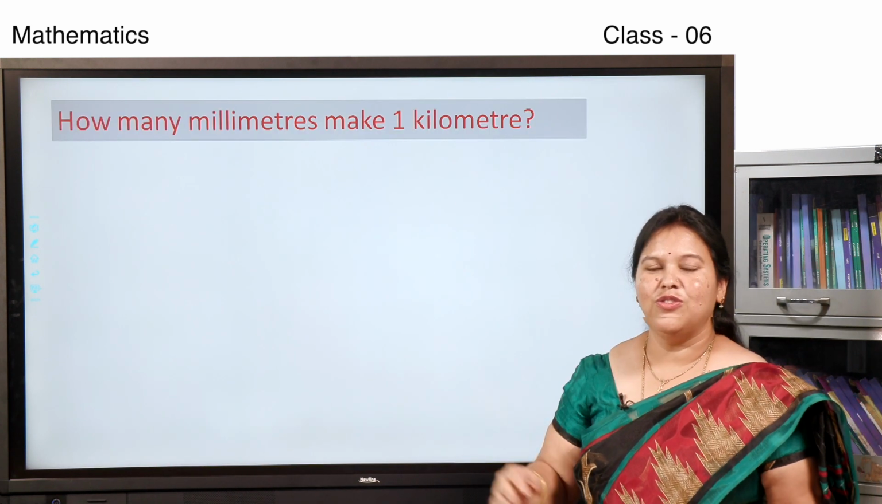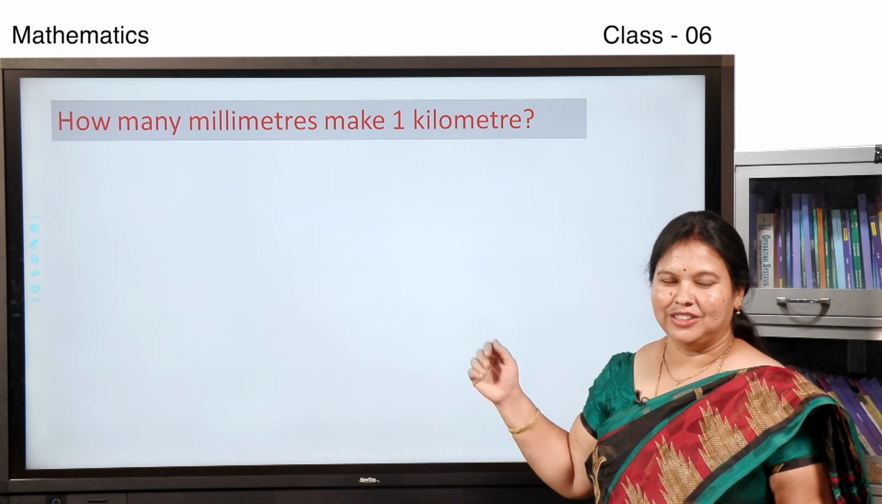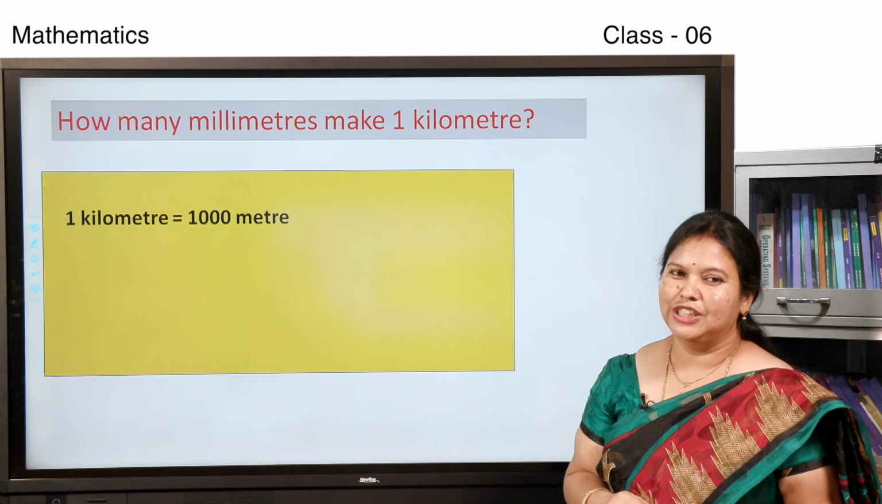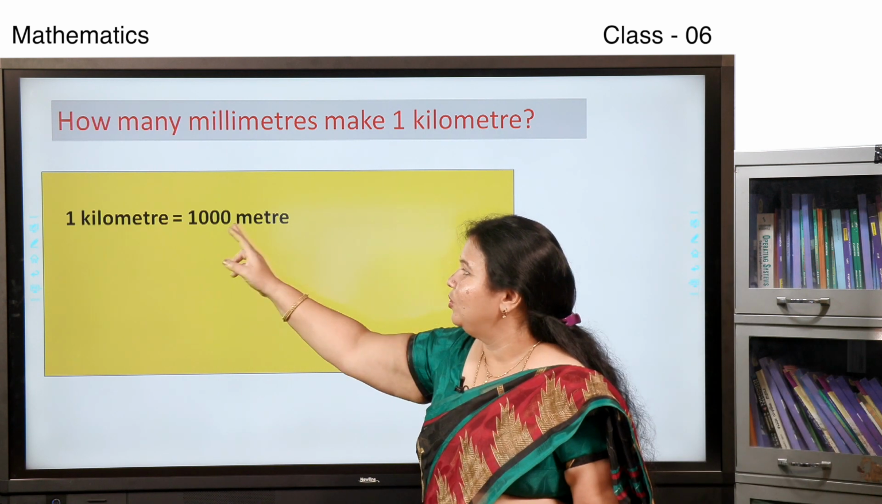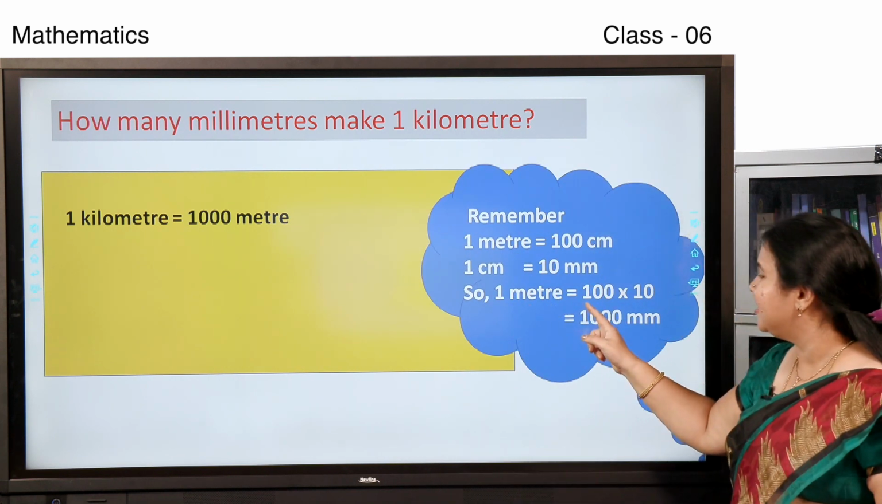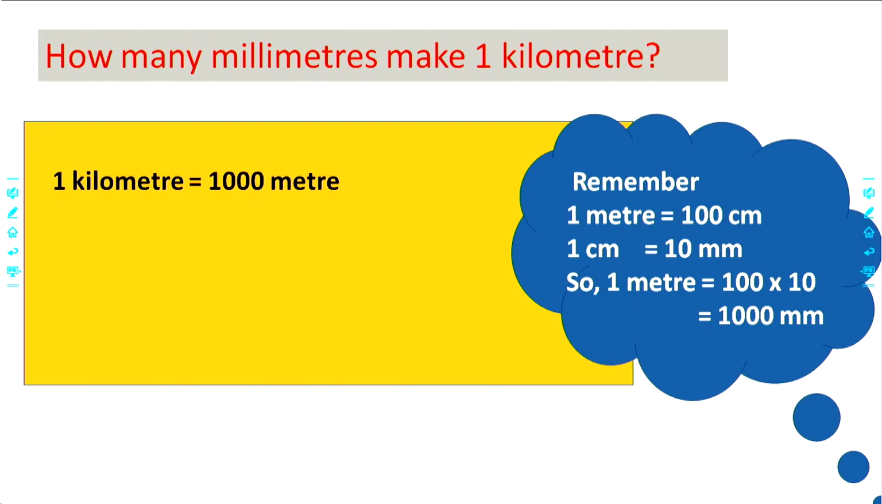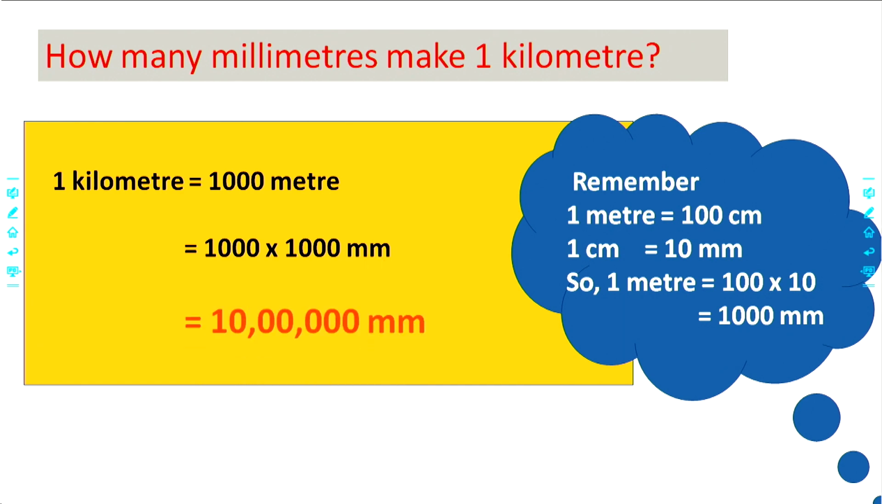Children, now we will understand how to convert millimeters to kilometer. So, we know 1 kilometer is equal to 1000 meter. Since we know 1 meter is equal to 100 into 10, that is equal to 1000 millimeter. So, 1 kilometer becomes 1000 into 1000 millimeter, which is equal to 10 lakh millimeter. So, 1 kilometer is equal to 10 lakh millimeter.